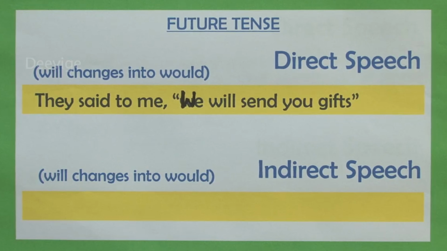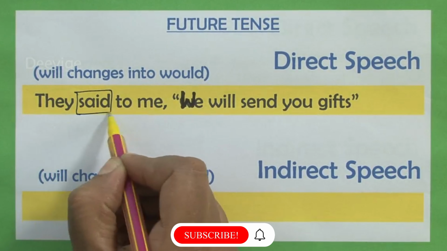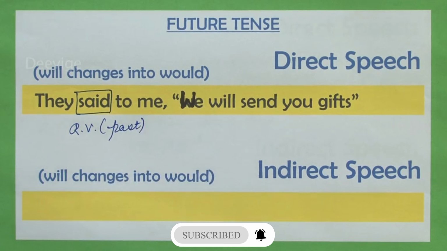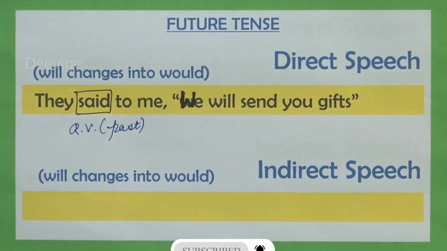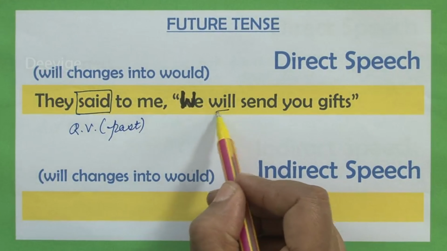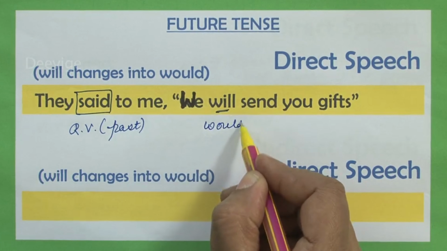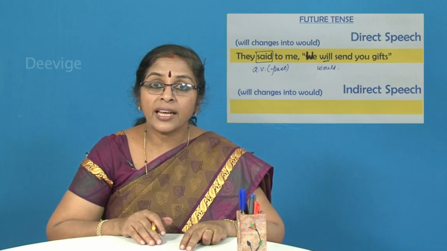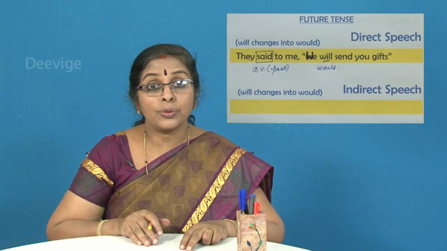The next sentence that we have here is, they said to me, we will send you gifts. I repeat, they said to me, we will send you gifts. Now, said is the reporting verb, which is in the past tense. Now, the sentence that is given within the inverted commas is, we will send you gifts. Now, will should be changed to would. Now, will change to would, shall will change to should, can will change to could, may will change to might.